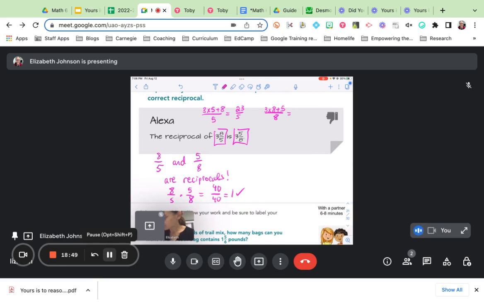3 times 8 is 24. 24 plus 5 is 29. This is where that denominator of 8 goes. I'm just going to check my work. 3 times 5 is 15. 15 plus 8 is 23. Yep. 3 times 8 is 24. 24 plus 5 is 29. Yep.